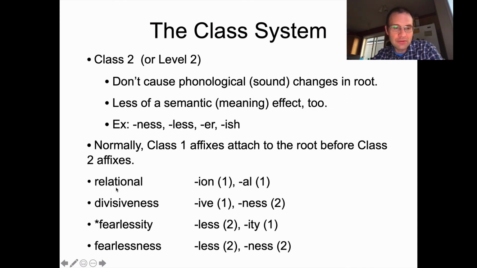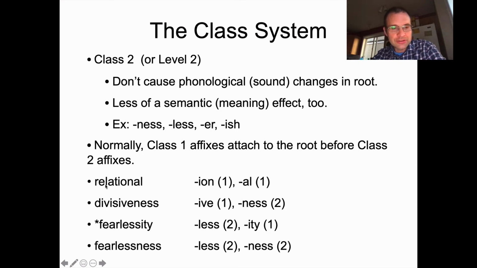We see this in divisiveness. So this is also an interesting example. The root here is divide, right? And then we add iv to it and we get divisive. And then we can add this class 2 affix to that afterwards to get divisiveness, which doesn't really change anything going on in divisive. When you add the iv, though, it changes that last sound in the root.